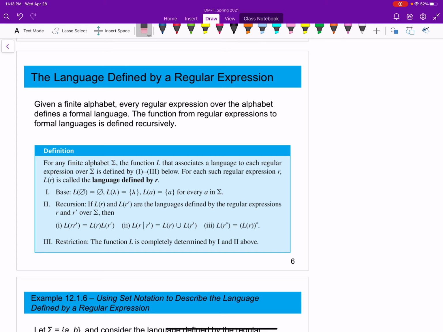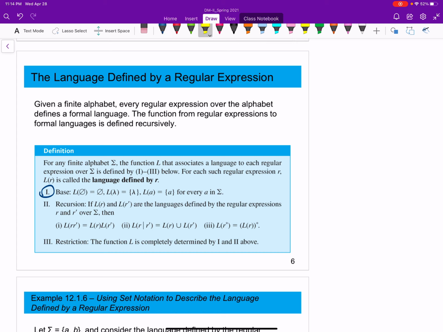For each such regular expression R, L(R) is called the language defined by R. The first point, we define the base: L of the empty set is just the empty set, L of lambda is just lambda, L of a is just a. So these are the definitions, that's how they are defined, and you have to keep them in mind.